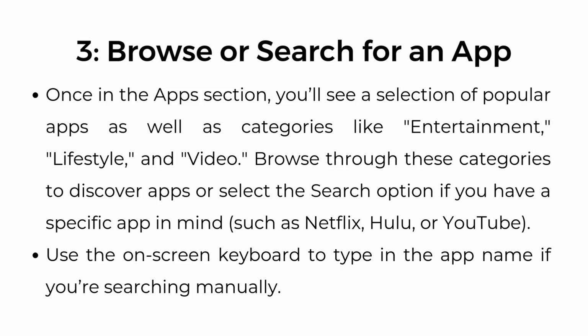Step number 3. Browse or search for an app. Once in the Apps section, you'll see a selection of popular apps as well as categories like entertainment, lifestyle, and video. Browse through these categories to discover apps or select the search option if you have a specific app in mind, such as Netflix, Hulu, or YouTube. Use the on-screen keyboard to type in the app name if you're searching manually.